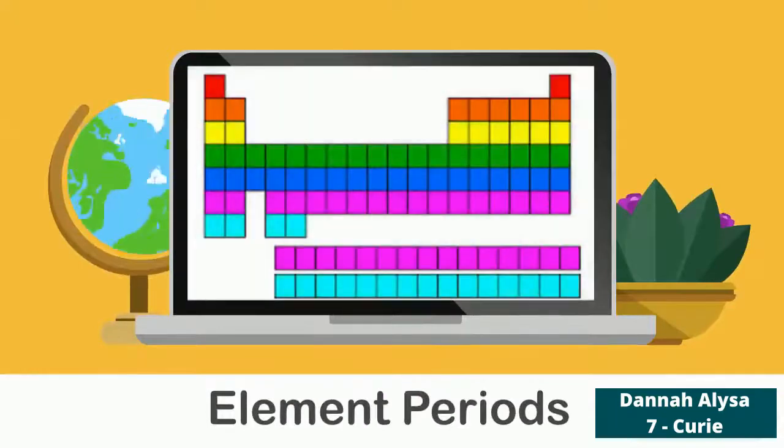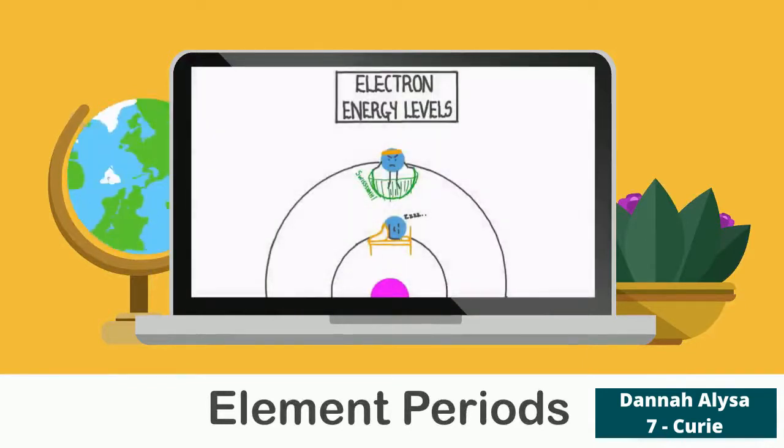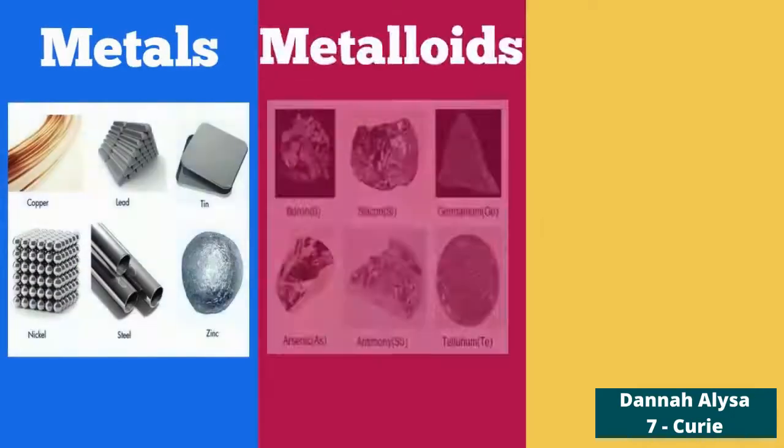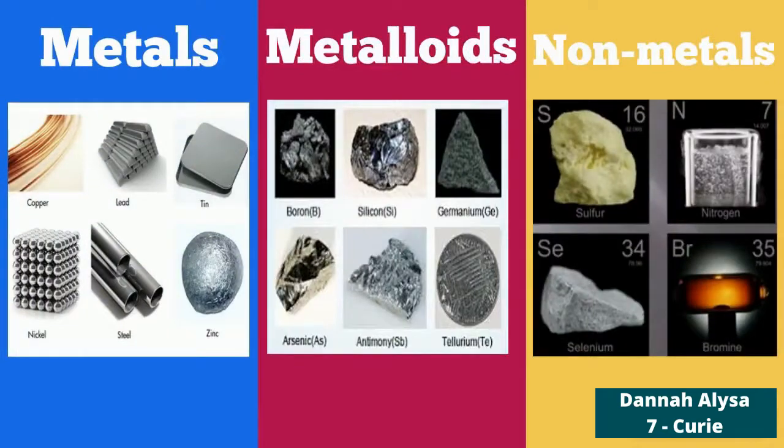Element periods. The rows in the periodic table are called periods. Atoms of these elements all share the same highest electron energy level. There are 3 classifications of elements in the periodic table.